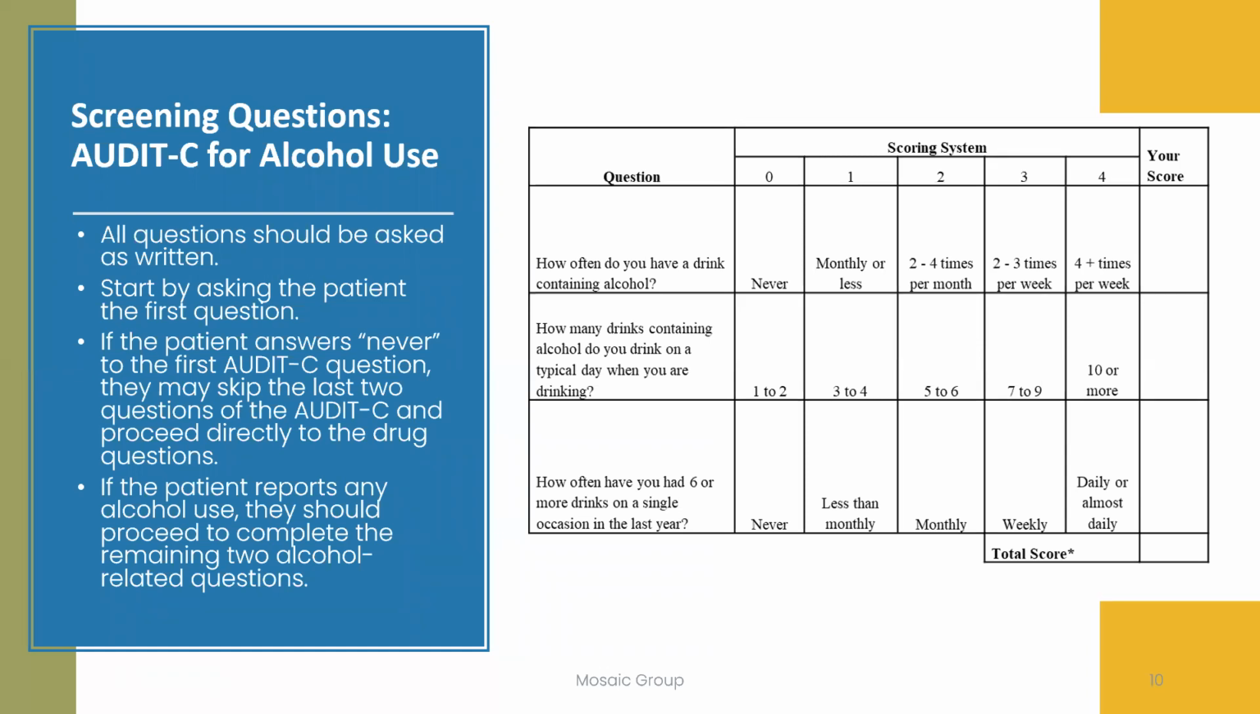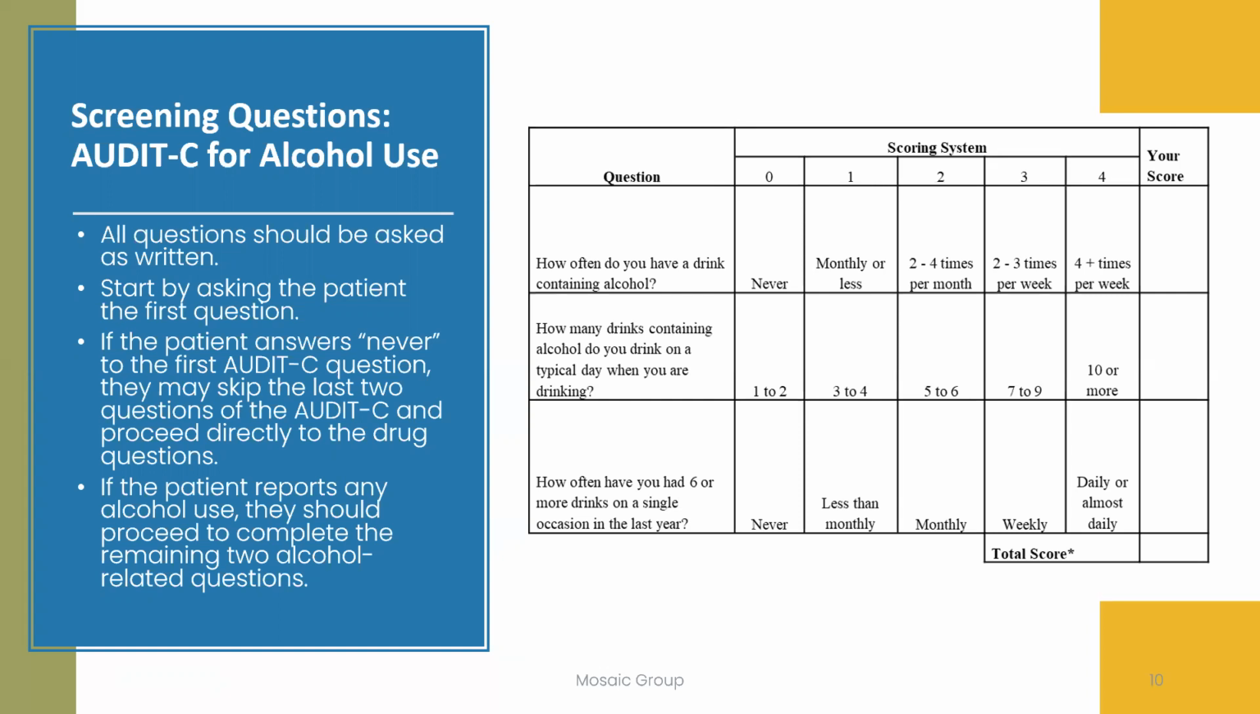If you're doing this verbally, if they're looking at the paper, you just want to make sure that your forms have all of these individual responses. And so you want to say, how often do you have a drink containing alcohol? Your response options are never, monthly or less, 2 to 4 times per month, 2 to 3 times per week, or 4 or more times per week. If the patient says never at that point, you would enter that response.